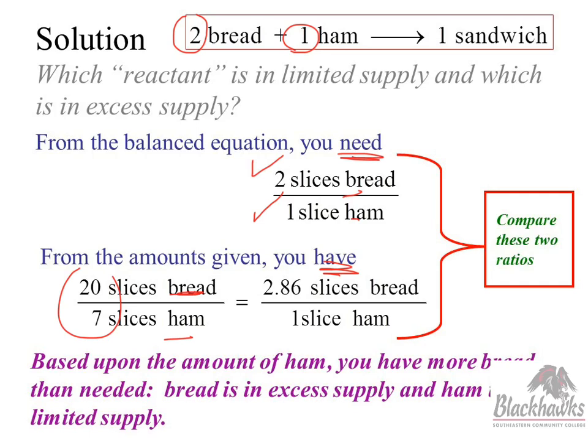But my point is, can you see where I'm going to have you compare what you need according to the recipe or the coefficients versus what you have. So can you see where you have more slices of bread than you need? Does that make sense? 2.86 is more than 2. You have more slices of bread than you need.